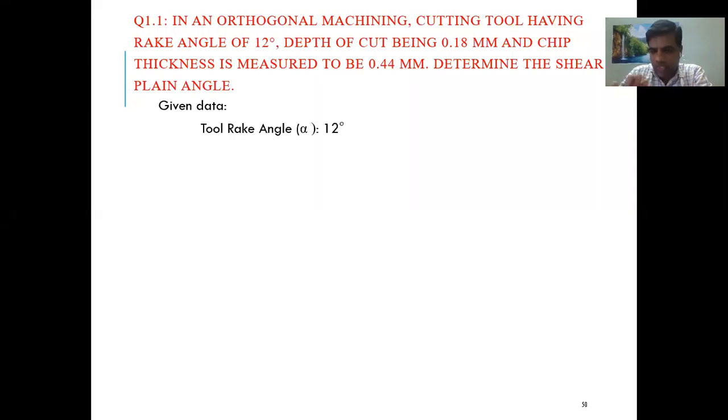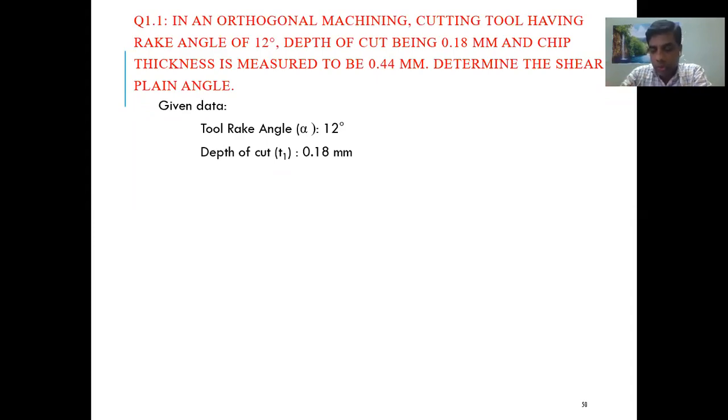So for this kind of question, first you need to write down the given data in the question. What is the given data? Clearly, the cutting tool has a rake angle of 12 degrees. So the rake angle is given, and one more thing is given, the depth of cut, which is 0.18. In our calculations we consider T1 as the depth of cut, and similarly the rake angle is alpha. So alpha is given as 12 degrees, and T1, the depth of cut, is nothing but the uncut chip thickness. So uncut chip thickness or depth of cut, the meaning is the same.